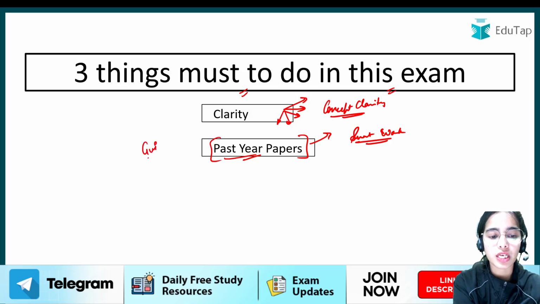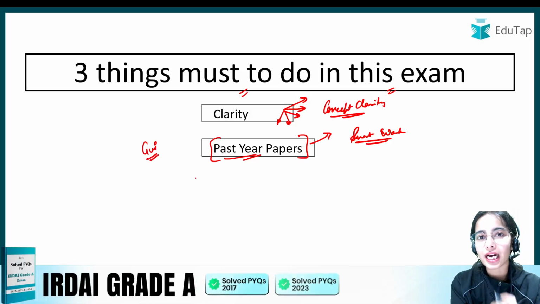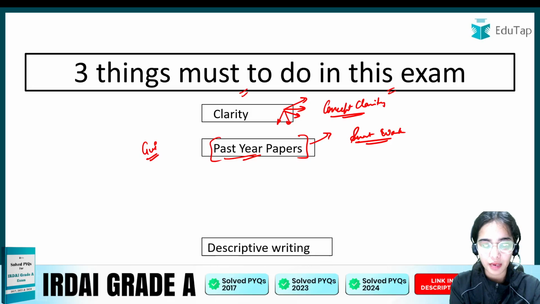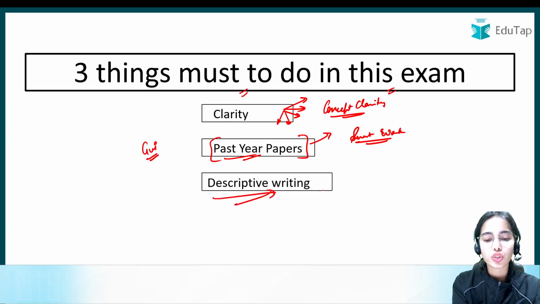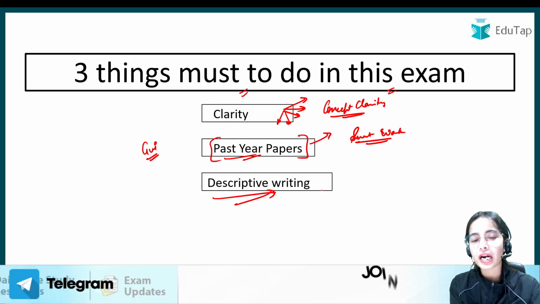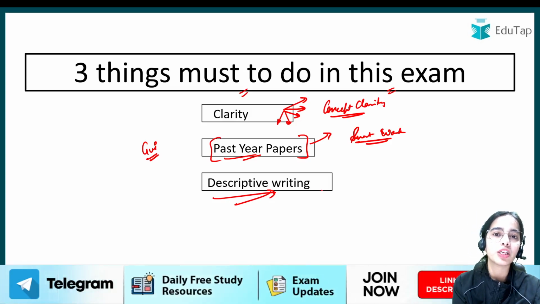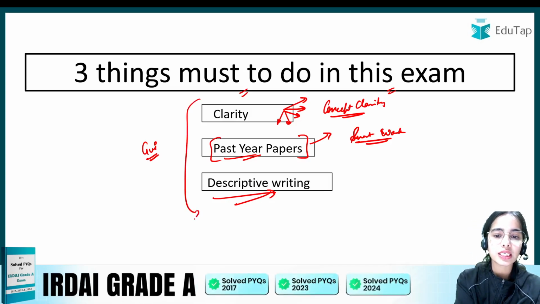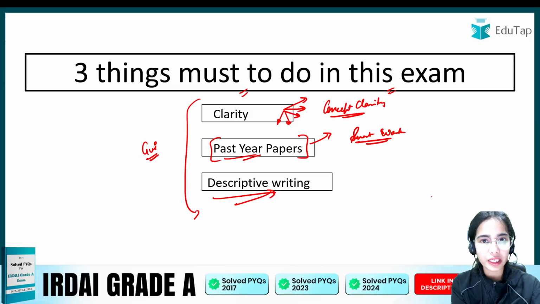The past year papers will give you an understanding of the type of questions that actually come in the examination. Then, descriptive writing. Phase 2 is all about descriptive writing, so the more you practice descriptive answer writing, the better it will be for you to clear this examination.